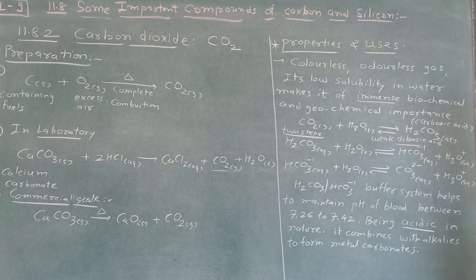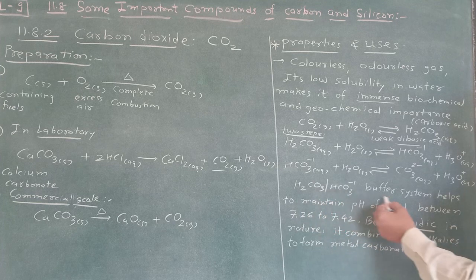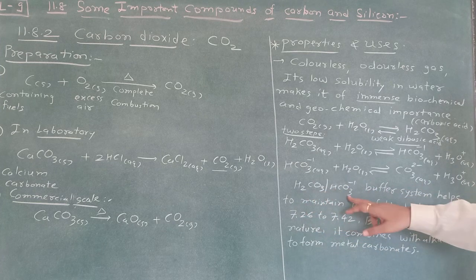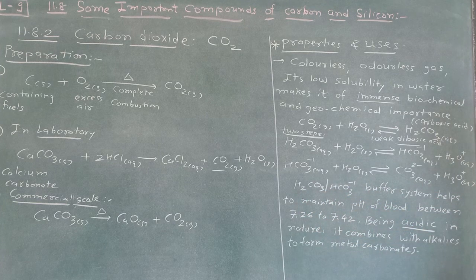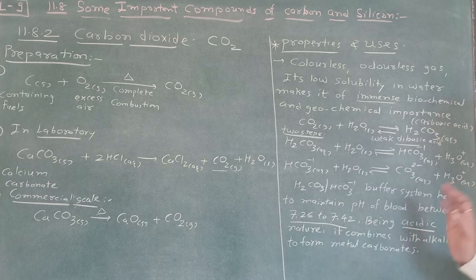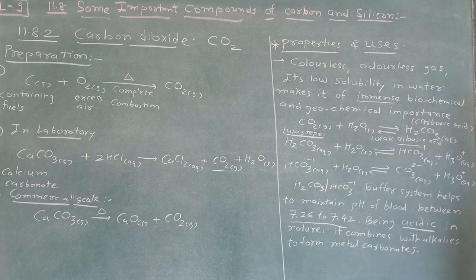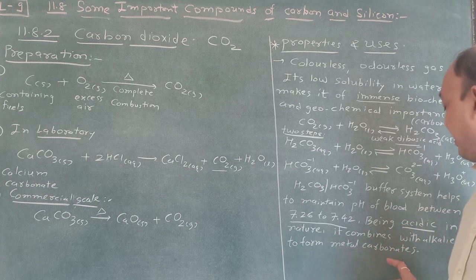Okay, that's it. So this H2CO3 and HCO3 minus, this is a buffer system. Remember, this is a buffer system that you learn in chapter number 7, equilibrium. A buffer system helps to maintain pH, the pH of blood between 7.26 to 7.4, almost acidic. Being acidic in nature, it combines with alkalis to form metal carbonates.